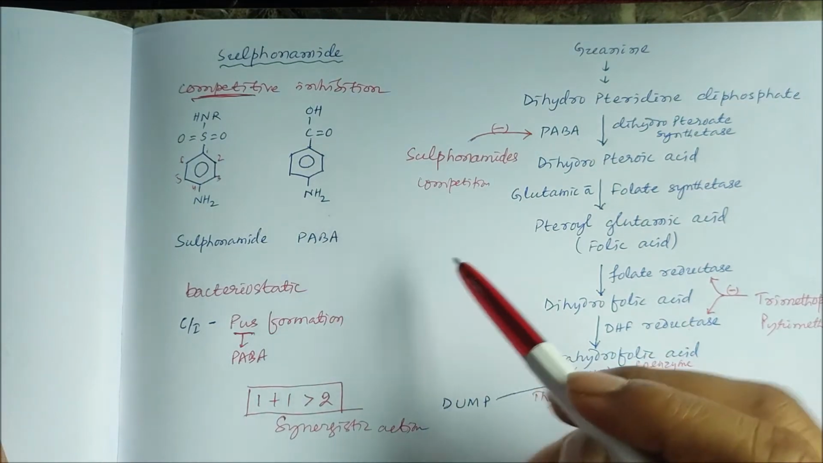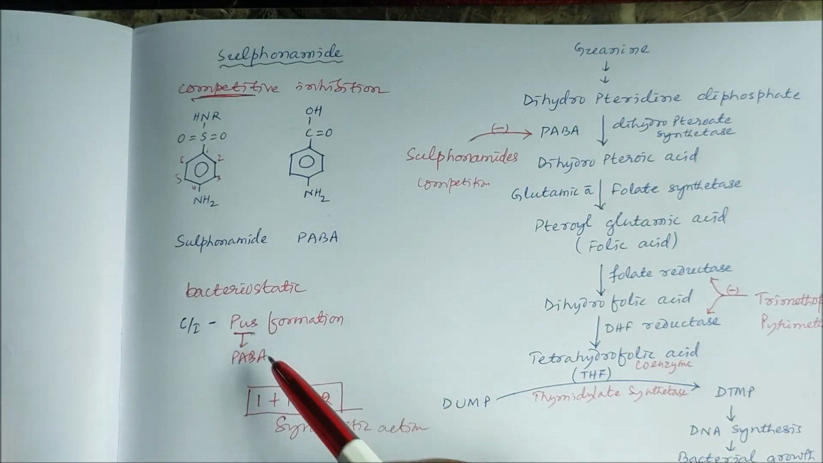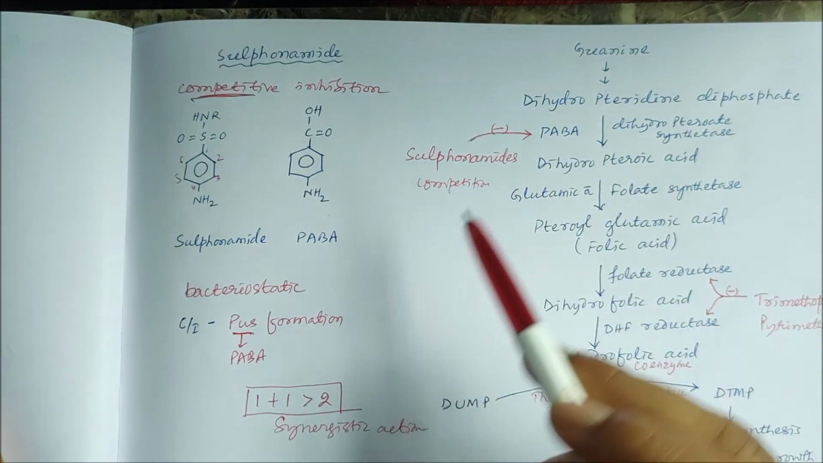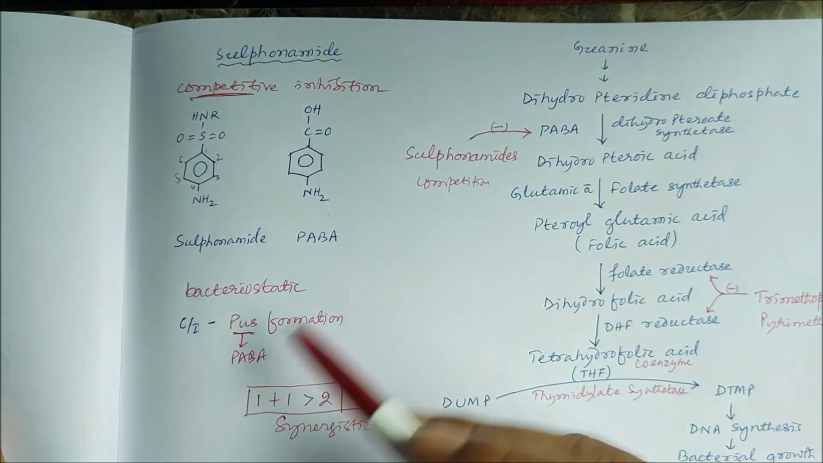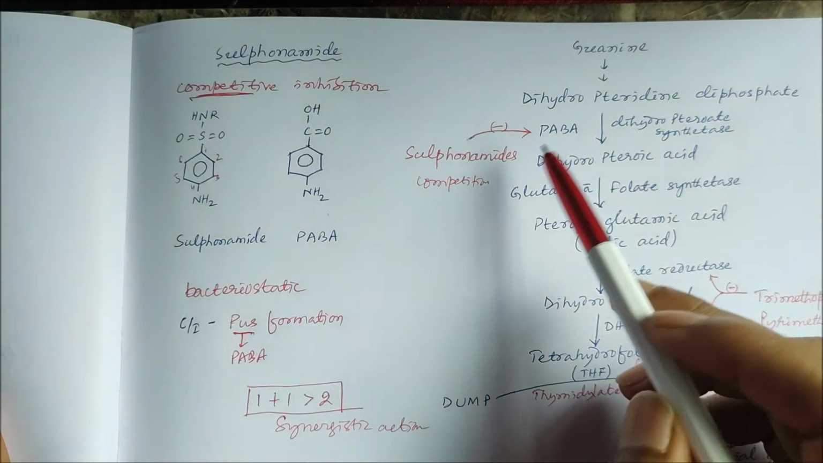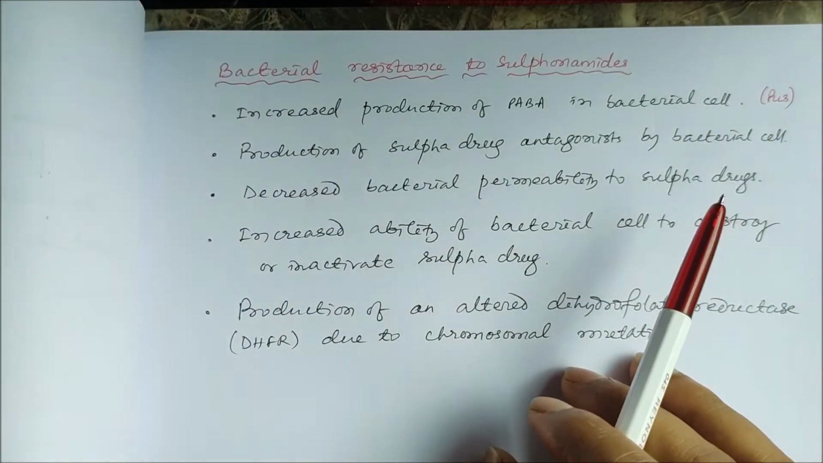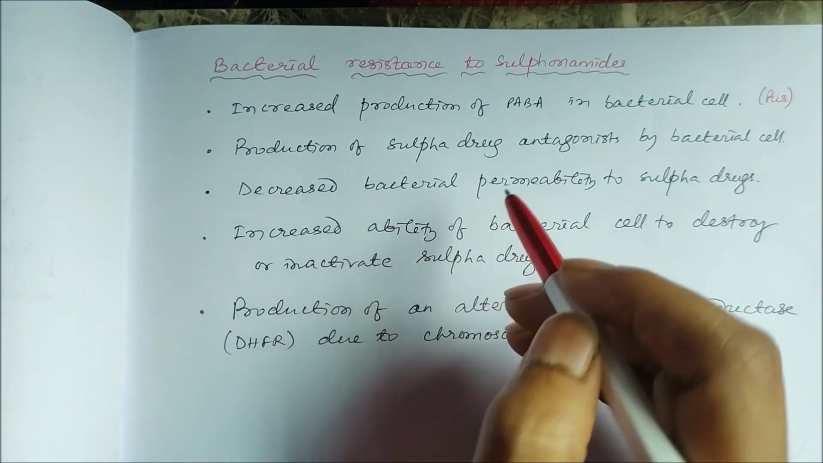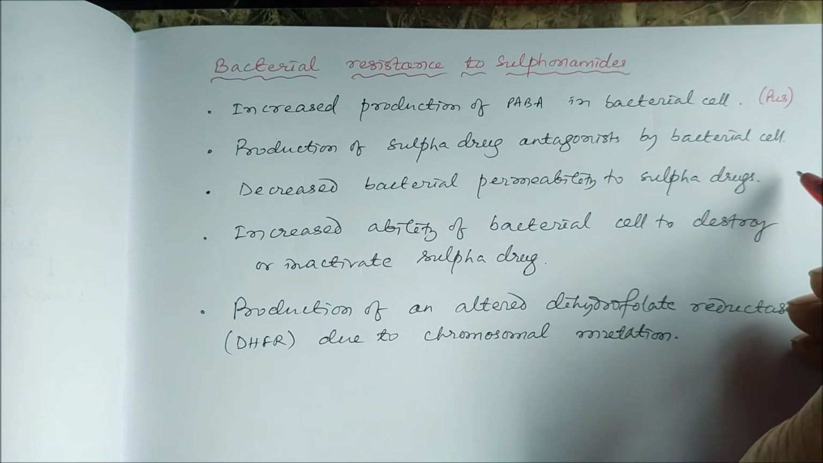When there is more PABA, usually in the presence of pus, because pus contains a large quantity of PABA, sulfonamides become ineffective. Why? Because pus contains a large quantity of PABA, and sulfonamides cannot compete with that large quantity of PABA, PABA binding will occur usually, and sulfonamides fail to act. So this is one mechanism of resistance: increased production of PABA in the bacterial cell. Similarly, some PABA-like sulfonamide antagonists can also be produced by the bacterial cell.